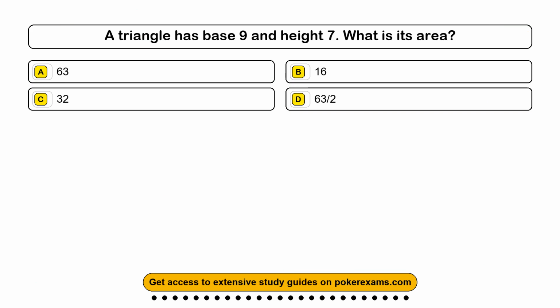Question 17. A triangle has base 9 and height 7. What is its area? Option A, 63. Option B, 16. Option C, 32. Option D, 63 halves.